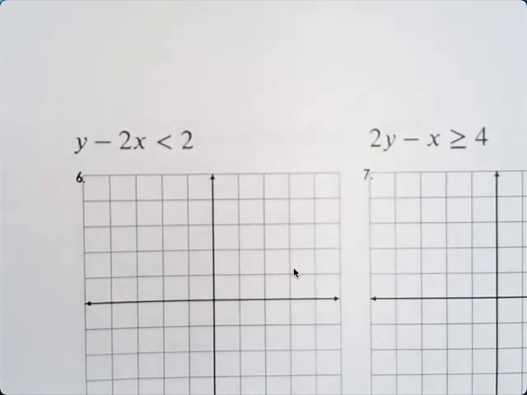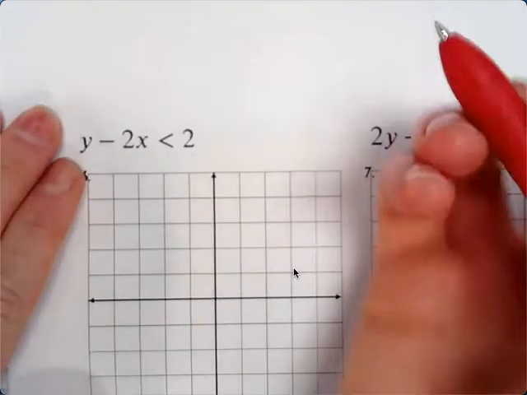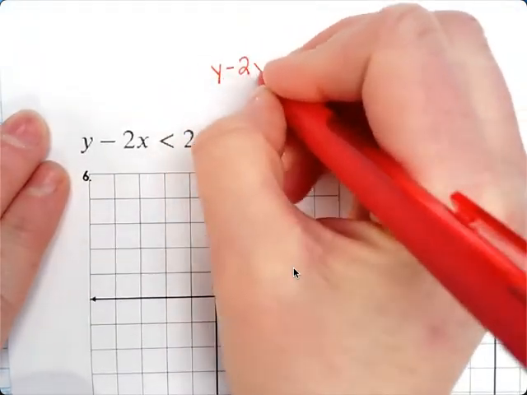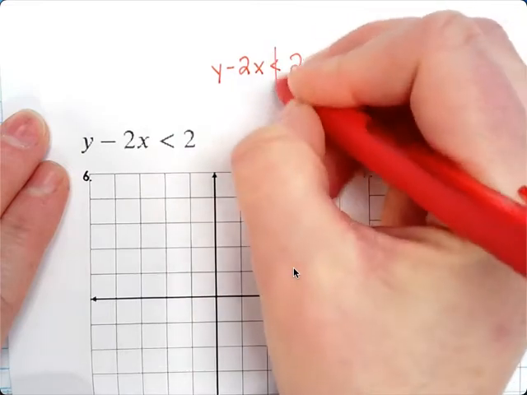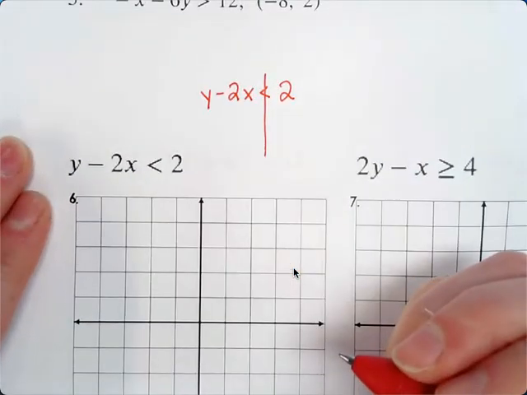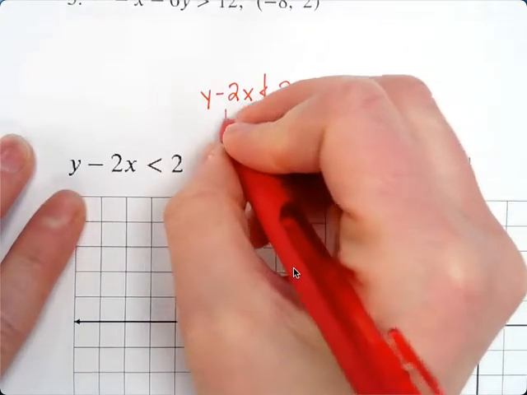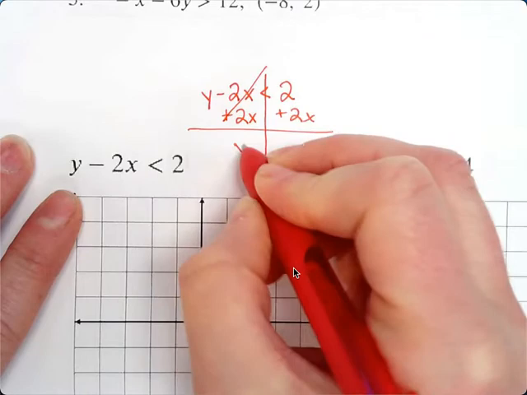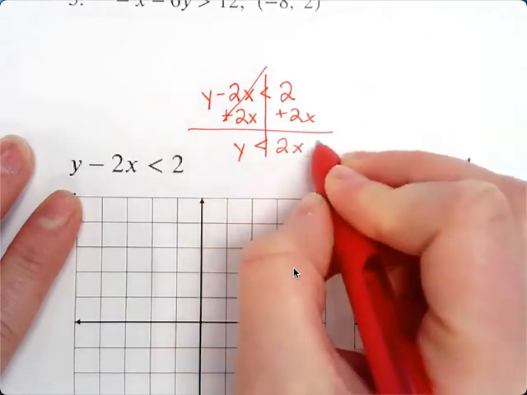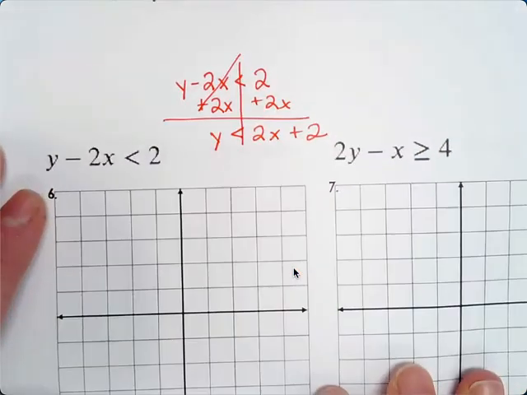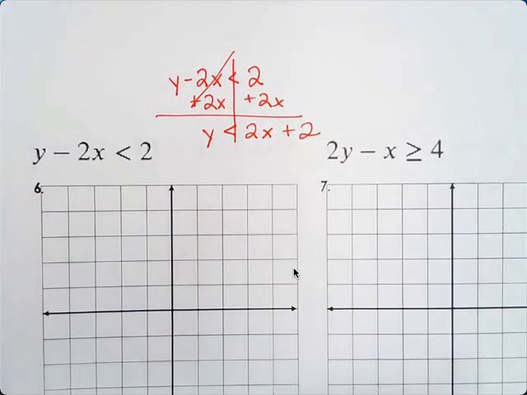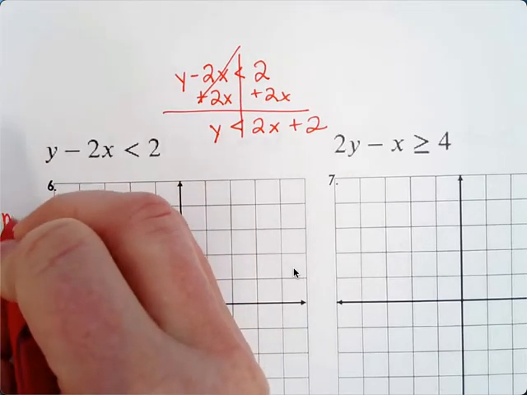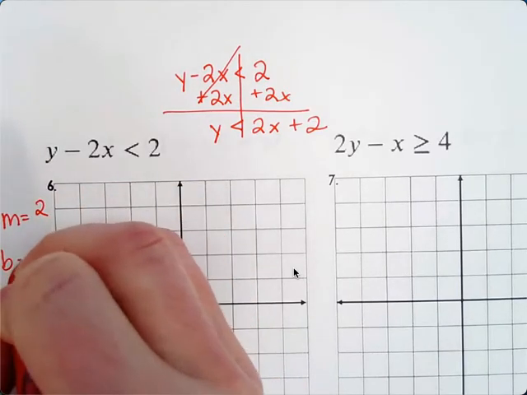I'm just going to show you one example for the graphing. This is not solved for y, so we need to solve it. So I'm going to rewrite it. Be careful when you rewrite it that you write it the same exact way. So we need to do plus 2x on both sides. So y is less than 2x plus 2. So that means my m is 2 and my b is 2.